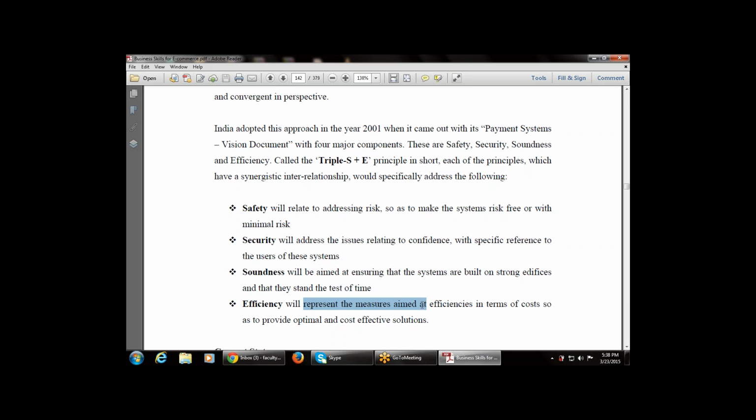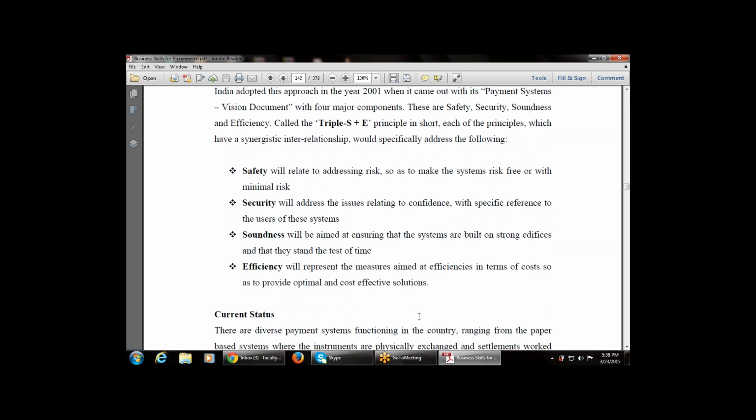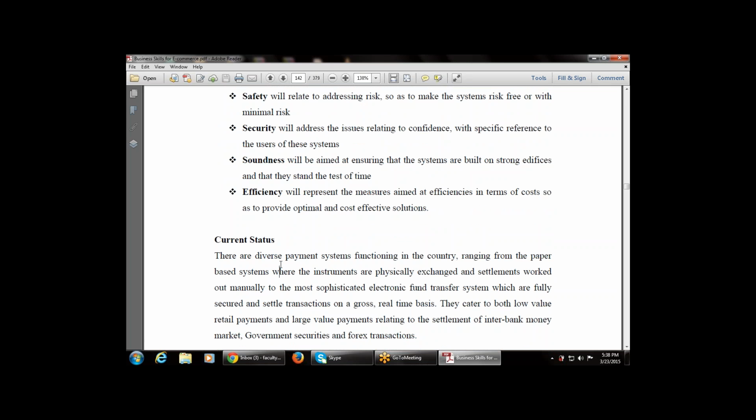So that will represent the measures aimed at efficiencies in terms of cost so as to provide optimal and cost-effective solutions. Now, what is the current status in India in regard to the e-payment system?